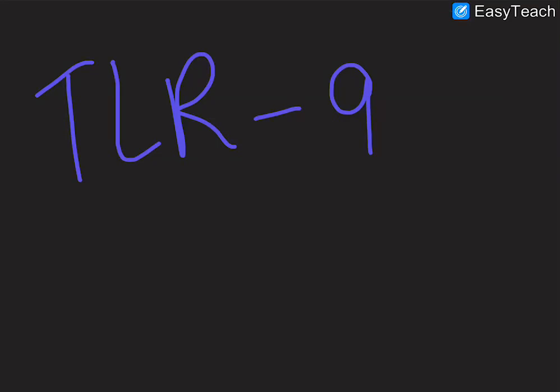All right, guys, welcome back to Underground Science, and in this video, we'll be talking about Toll-like receptor 9. All right, so let's go and get started. So Toll-like receptor 9, again, like we've been talking about for Toll-like receptor 3, 7, and 8, is found inside the endosome of the cell. So not on the cell surface, but inside the cell, specifically inside the endosome of the cell.